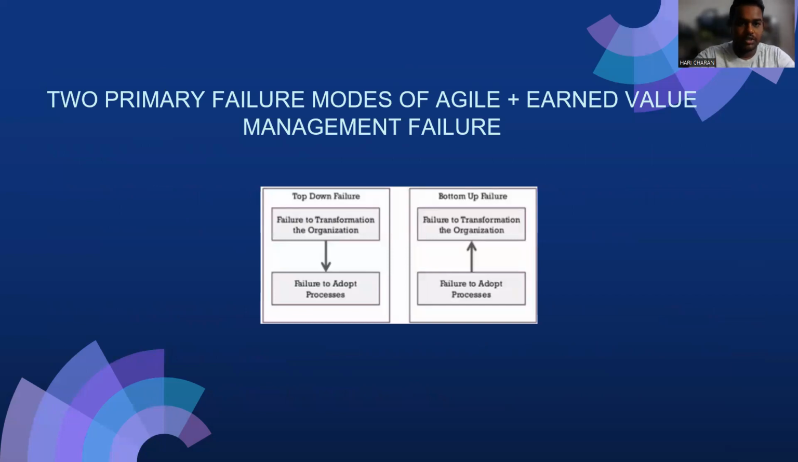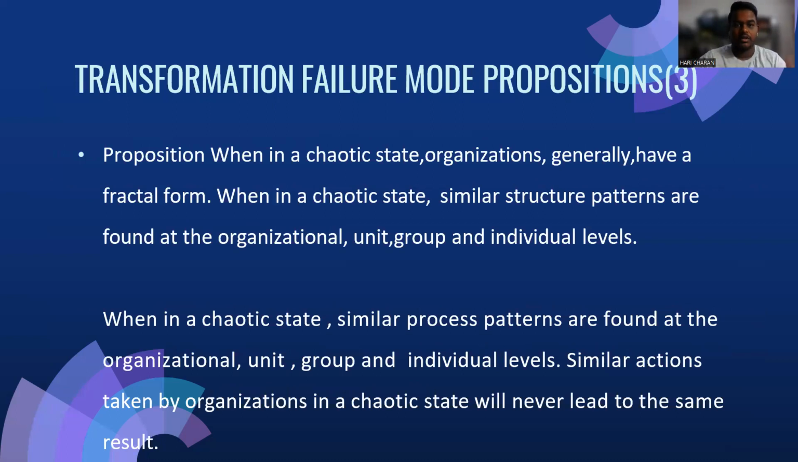So let's go to the other one. So here we can see the transformation failure mode proposition: when in the chaotic state, organizations have a fractal form, which means similar structure patterns are found at the organization, group, and individual levels. We can see the same type of action taken by the organization when the project is in the chaotic state, and that's it.